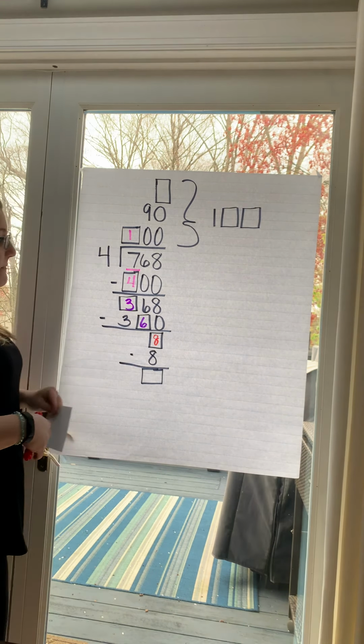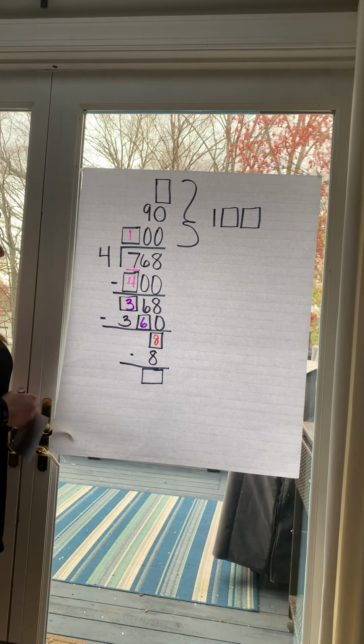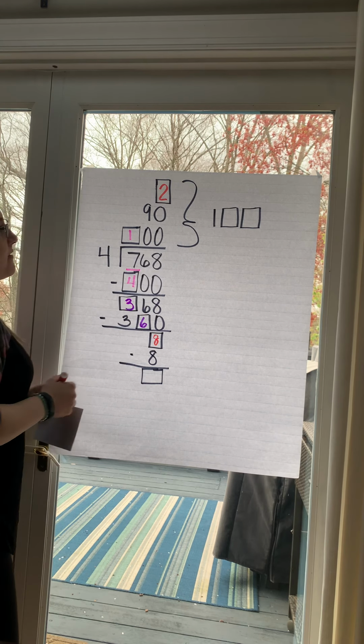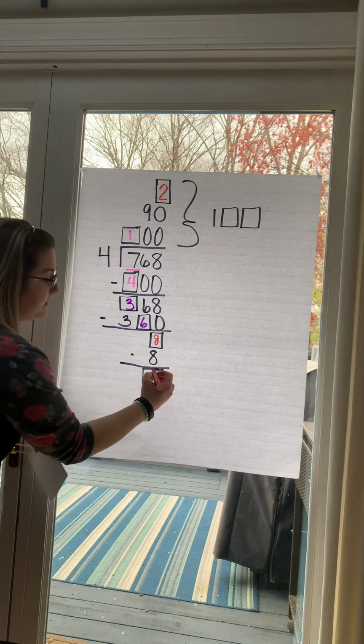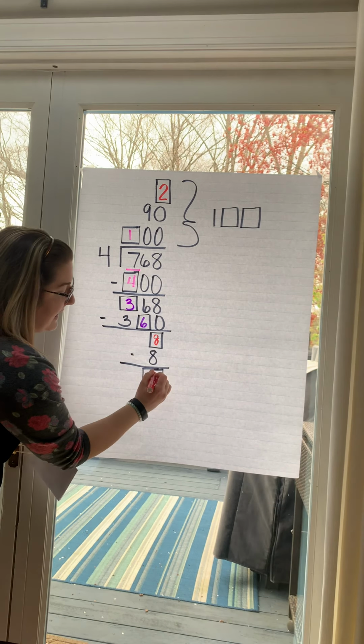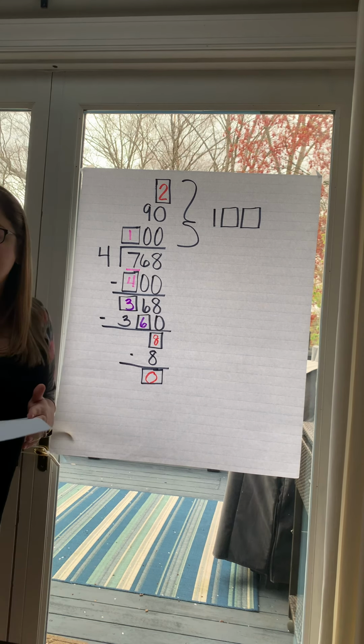So my last step to divide: 8 ones divided by 4 would give me 2. 2 times 4 would give me 8, which they wrote here. Subtract to find my remainder. 8 minus 8 is 0. So I have no remainder.